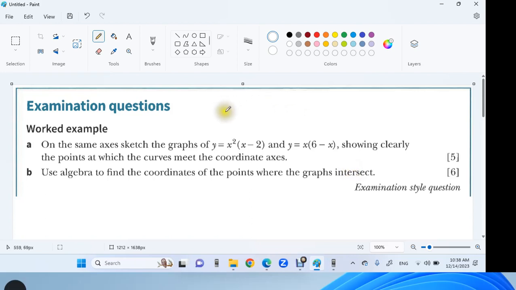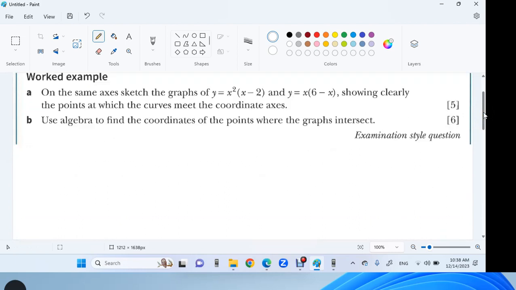Okay, we look at the examination question here. Here is a worked example. On the same axis, sketch the graphs y equals x squared (x minus 2) and y equals x(6 minus x), showing clearly the points at which the curves meet the coordinate axes. For this one, the question asks you to sketch these two graphs on the same axis.